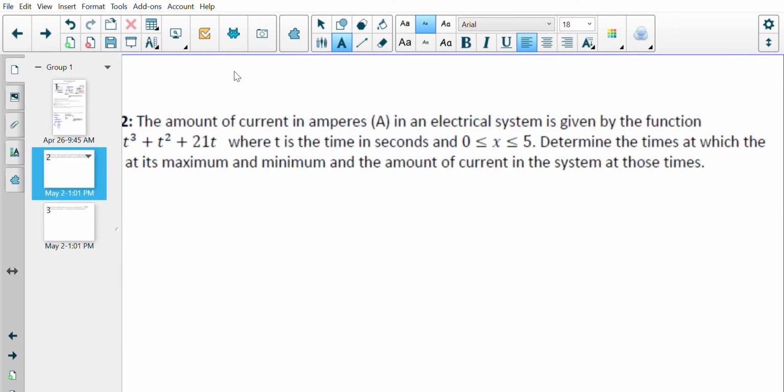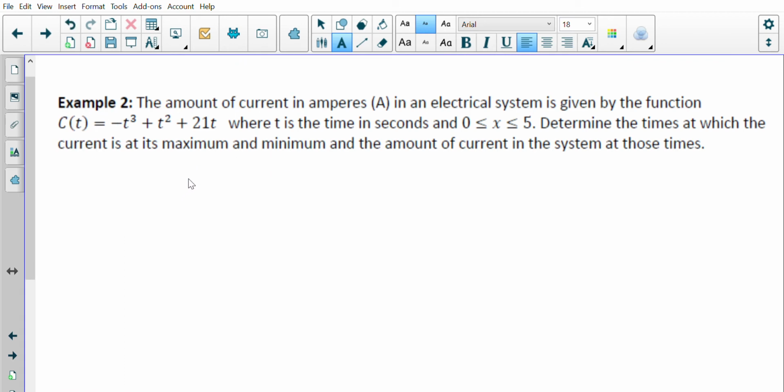All right, so let's try a couple more of those. The amount of current in amps in an electrical system is given by the function right there, where t is time in seconds, and our interval is from 0 to 5. Okay, determine the times at which the current is at its maximum and minimum, and the amount of current in the system at those times.